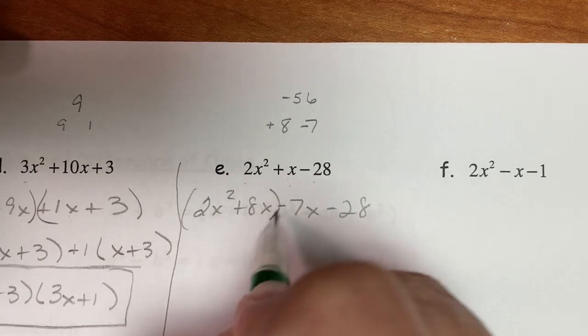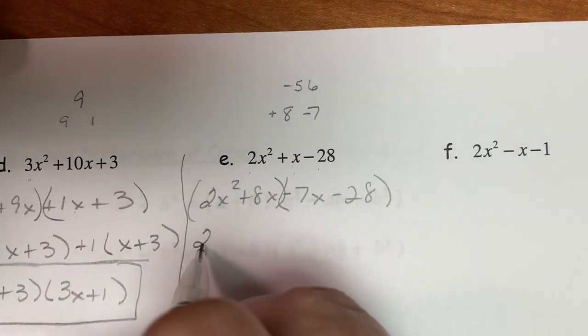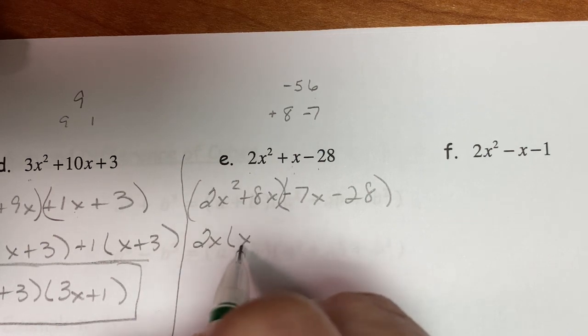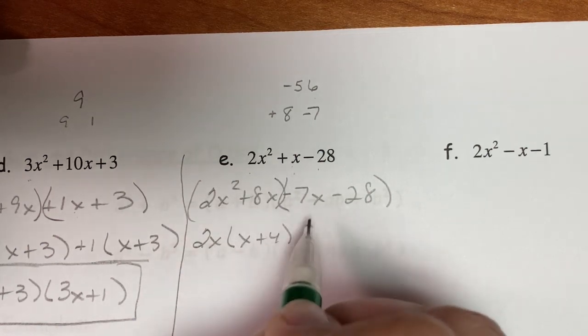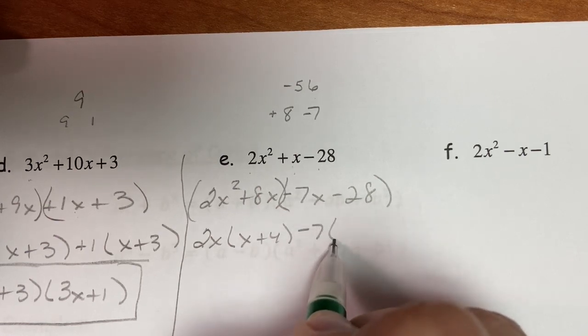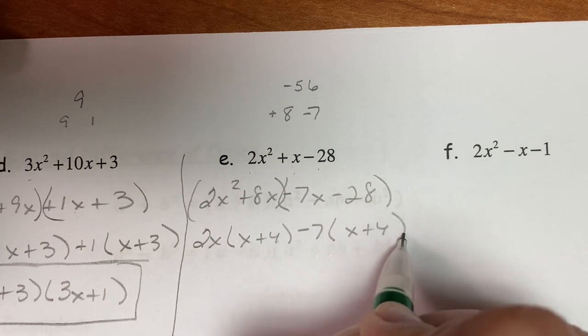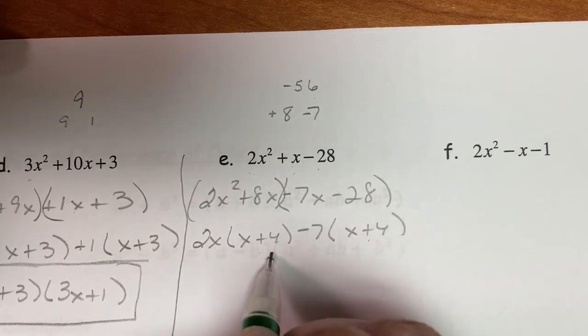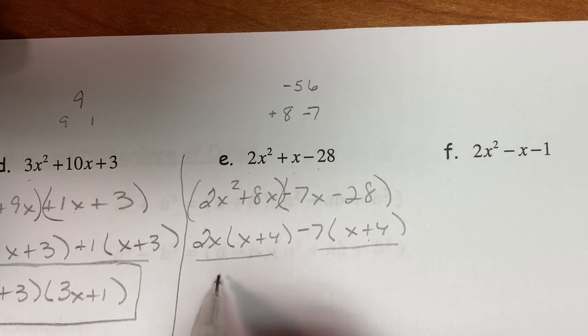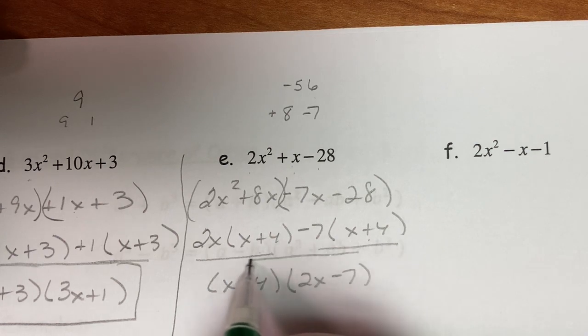All right, here we go. I'm going to take a 2x out of the first group, which leaves me with x plus 4. What am I going to take out of the second group? Well, hopefully you see it's going to be a negative 7. Because when I divide that back in, I'm again going to get x plus 4. And remember, you're going to get the same thing here. So out comes an x plus 4, which leaves me with 2x minus 7.